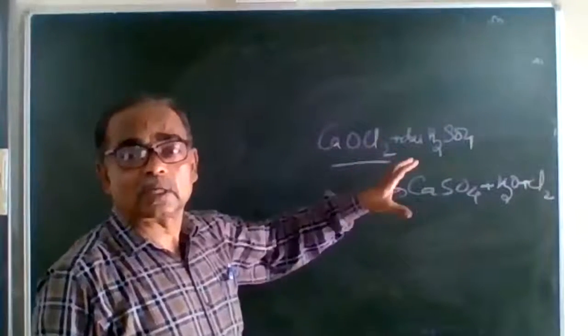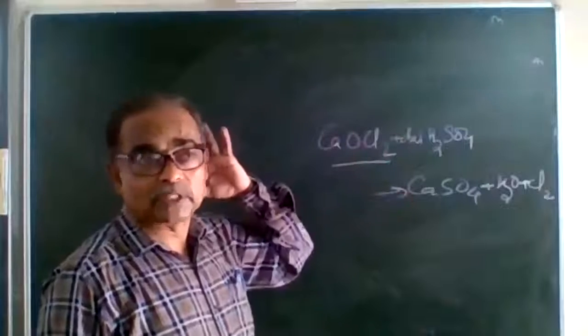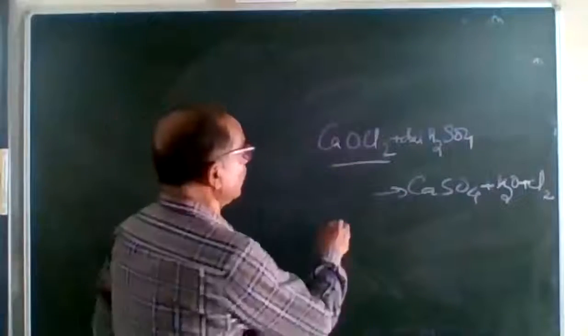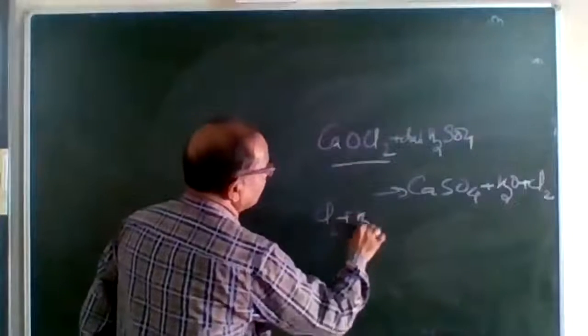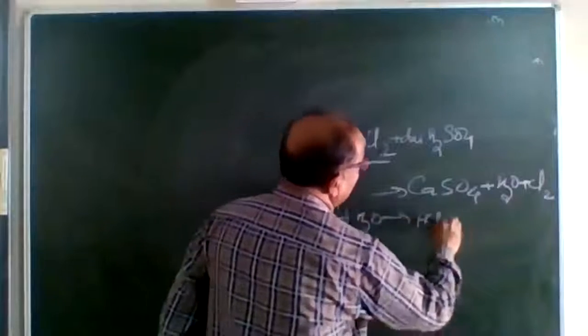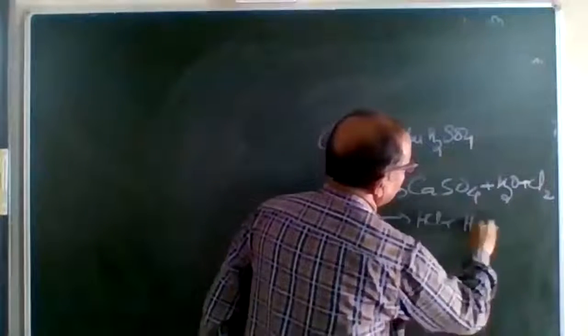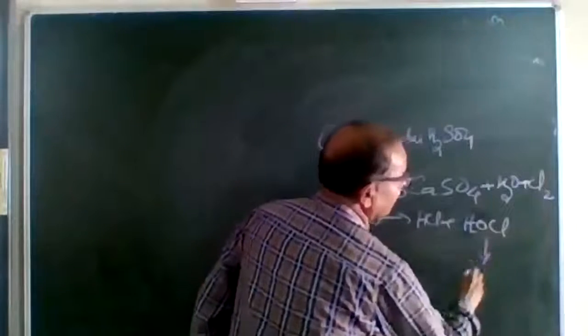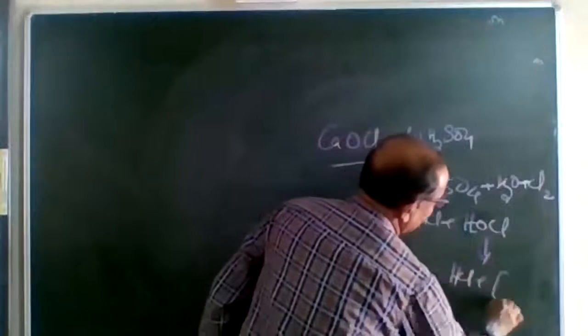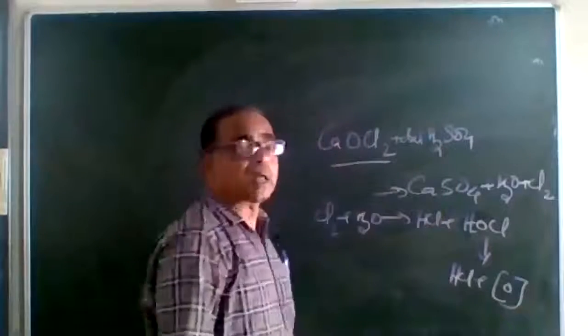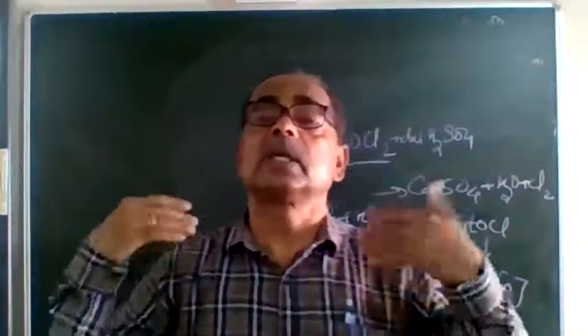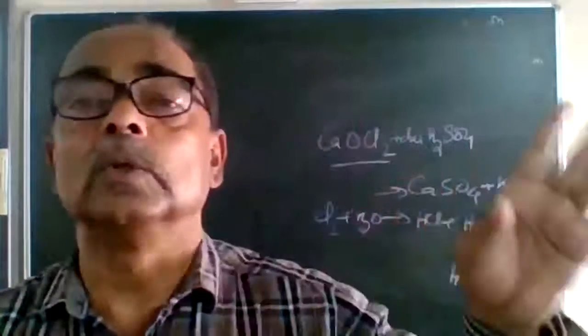And this chlorine does all the bleaching. I told you that day, the chlorine will combine with H2O, and we get HCl and hypochlorous acid, HOCl. HOCl decomposes and we get HCl and nascent oxygen. And nascent oxygen, due to oxidation, removes the color.